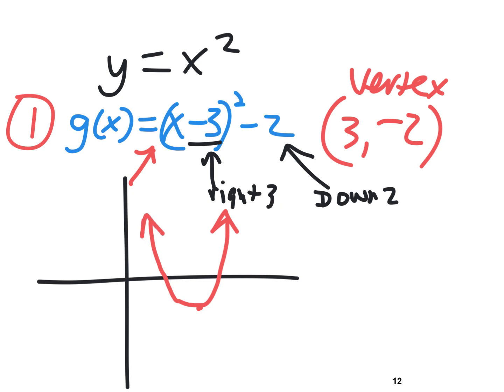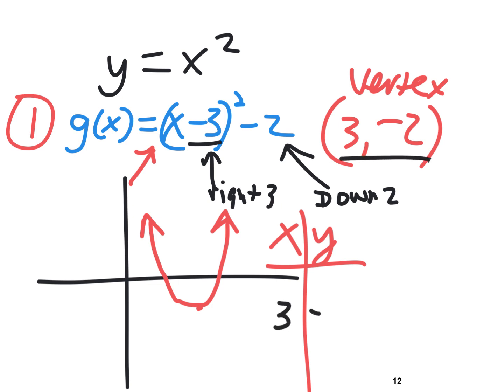That is good enough for a sketch. If I actually made you find a whole bunch of points on an XY chart, that would be called graphing. That's the difference. Graphing it, I'd need you to find 5 points. You'd stick in 3 because that's a good one, and I get 3, negative 2, and then you have to find 4 other points. And they'd just all be like this. So this is a sketch, and it's good enough.